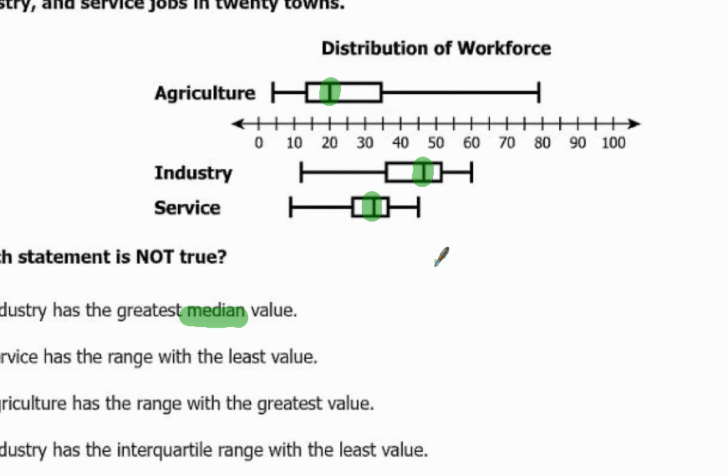So I've got my three different areas: agricultural, then industry, and then service. If I take a look at the median of each one, the median for agriculture is at about 20. And for industry, it's at about 45-ish, maybe a little bit more than that, so maybe 46, 47, somewhere between 45 and 50. And then service, the median is maybe about 32-ish. So I'm just going to estimate that to be about 32. So industry has the greatest median value. That's actually true, so that is not an answer that I want.